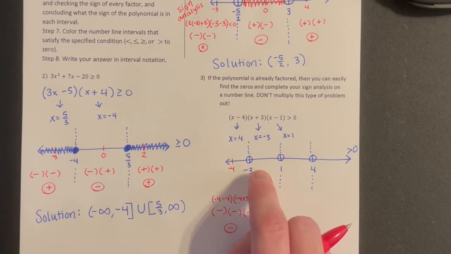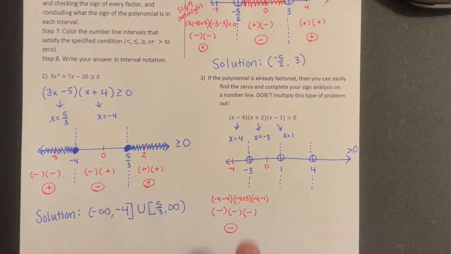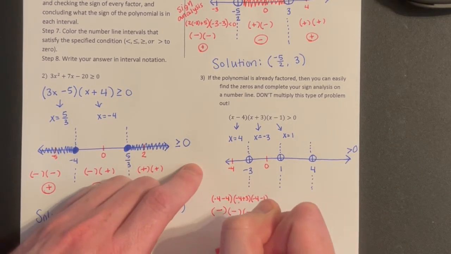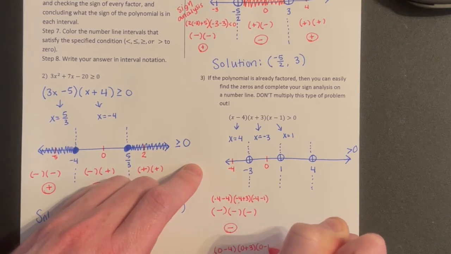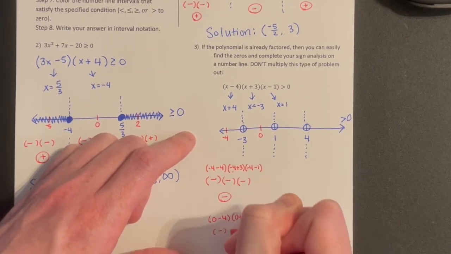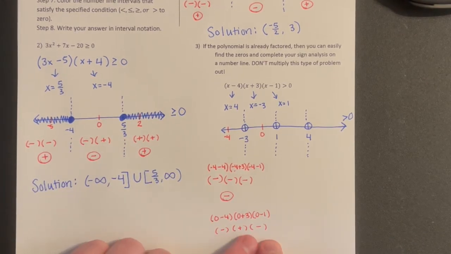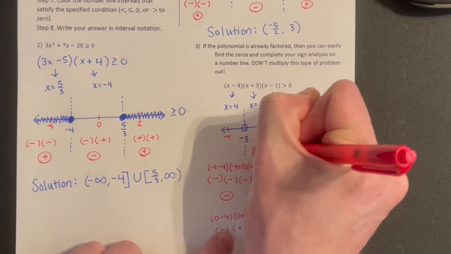Then we pick a value in between -3 and 1. A nice one would be 0 in that area, but we could have picked -2, -1, any of those values. So if I plugged in 0, that would have been 0 minus 4, 0 plus 3, and 0 minus 1. Well, 0 minus 4 is negative, 0 plus 3 is positive, and 0 minus 1 is negative. So we get a negative times a positive times a negative. Well, negative times a negative is already positive, and positive times a positive is positive. So this section is going to end up being positive.